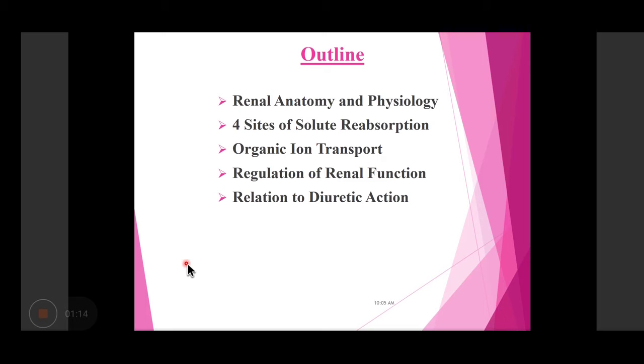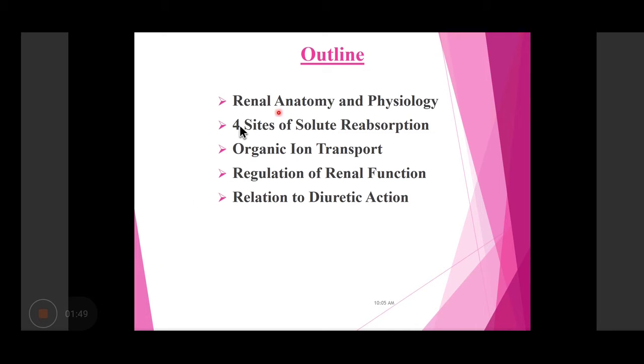Anyway, so we'll have a look at the outline of this presentation. First we'll deal with a little bit of renal anatomy and then physiology. Then we'll have a look at the 4 sites of solute reabsorption which are there in the tubules of the nephrons. Then a word about organic ion transport, followed by the regulation of renal function and the relation of the blocking of the solute sites to the diuretic action.